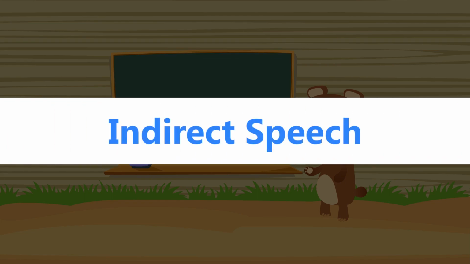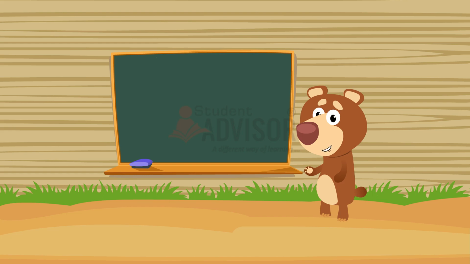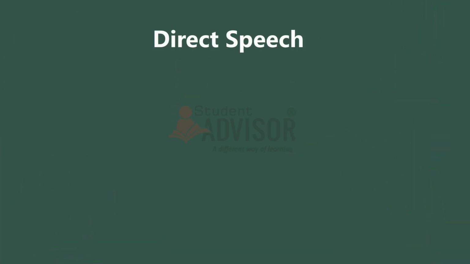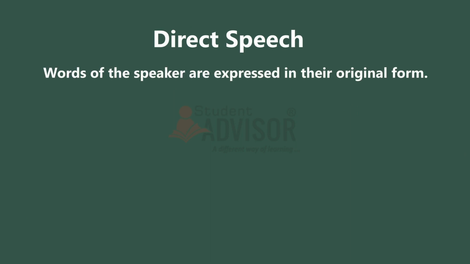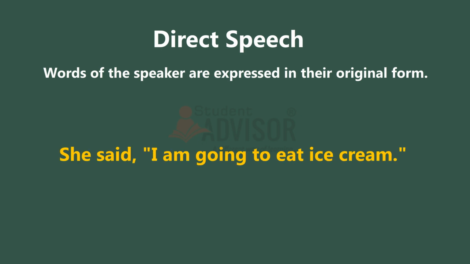Chapter 6. Indirect Speech. Narration or speech is of two types. Direct speech. Here, words of the speaker are expressed in their original form, like, she said, I am going to eat ice cream.